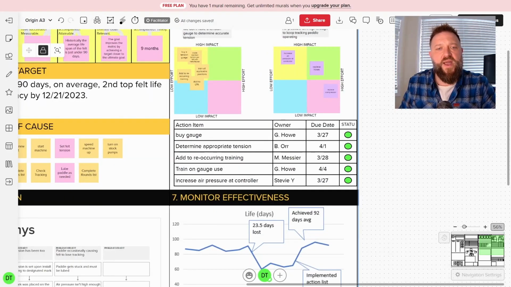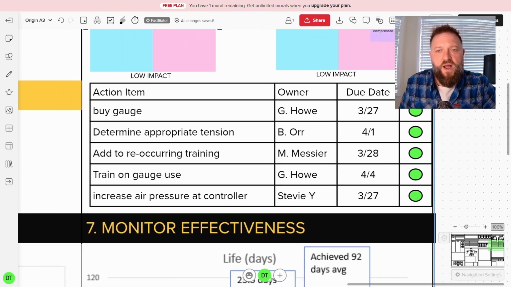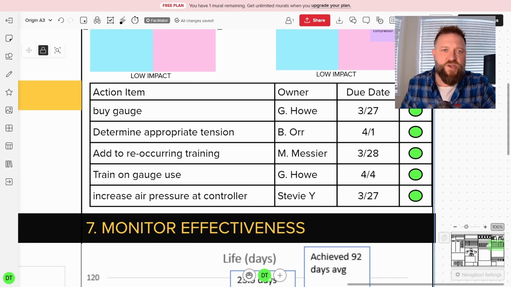So now that we have our action items, how do we track them? I'm going to show you a detailed action plan, and this is the minimum required items on here in order to have a detailed action plan. So 1 is your action item, 2 is your owner, 3 is your due date, and 4 is your status.